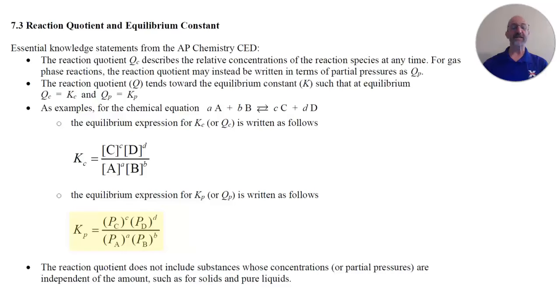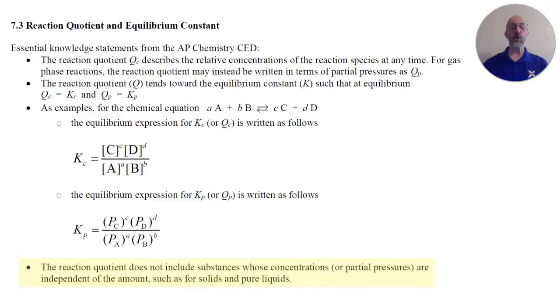And then the last essential knowledge statement for topic 7.3 is that the reaction quotient, Q, does not include substances whose concentrations or partial pressures are independent of the amount, such as for solids and pure liquids. Now that applies to both Q and K. What we're saying here is that in the expression for either the reaction quotient or the equilibrium constant, pure liquids and solids are not included in the equilibrium constant or the reaction quotient expression.